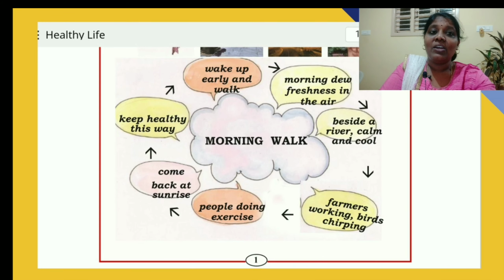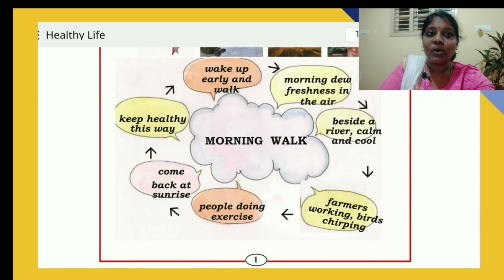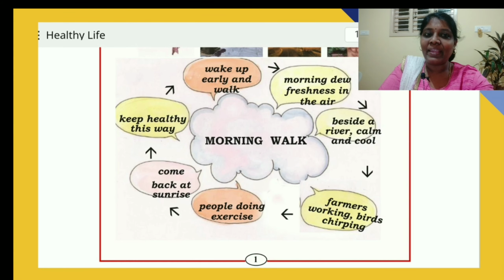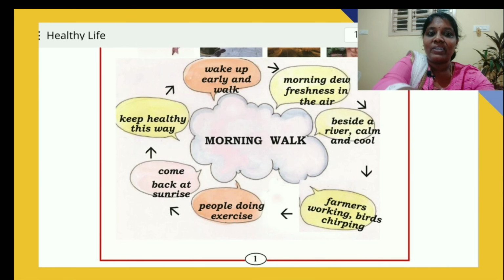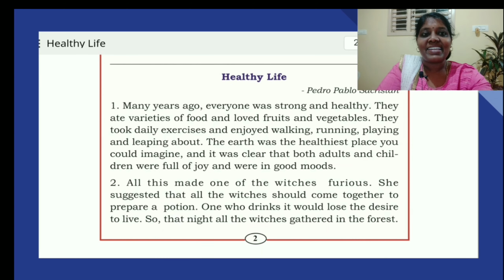Here in this picture, we can see the same thing, and it is cyclical. See, morning walk. Wake up early and walk. Morning dew, freshness in the air. Beside a river, calm and cool. Farmers walking, birds chirping, people doing exercises. Come back at sunrise. Keep healthy this way. By taking a small walk in the early morning and doing some exercises, we will stay healthy and strong. This is the message in the first activity. So let's get started with the lesson.